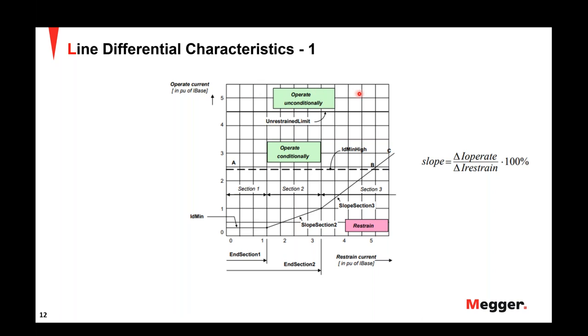The third region here is the operate unconditional, which is nothing but your unrestrained limit. So sometimes you could have a very high magnitude internal fault. For that, no matter what, once the current reaches a value above the set point, there is no other condition needed. The relays are supposed to operate pretty quickly because it's a high magnitude internal fault current. And this is one of the characteristics from the relay manufacturers that is used for line differential validation.